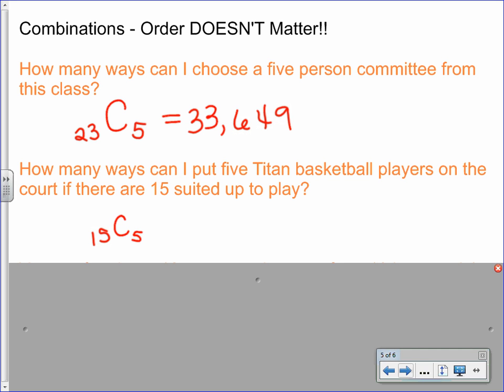It does not matter if Nate goes on to the basketball court before Bradley. They all go out there together. Okay? What's this number? 3,003?